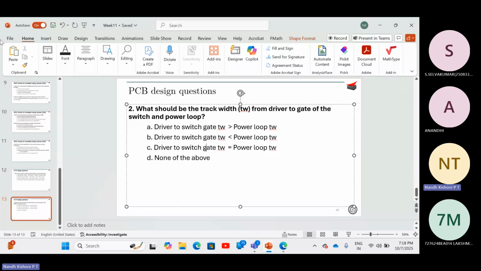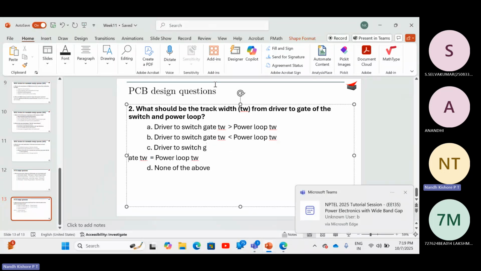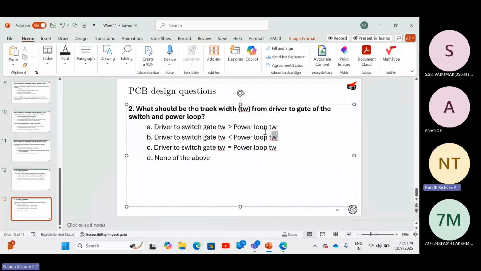So what about the track width? Which should be thicker? Should your power loop be thicker or should your gate loop be thicker? Or in other words, which should be smaller or thinner? Which should be as small as possible? Should your power loop be small or should your gate loop be small? What should be the track width, right? So you think in these terms, which of these would allow more current, right?